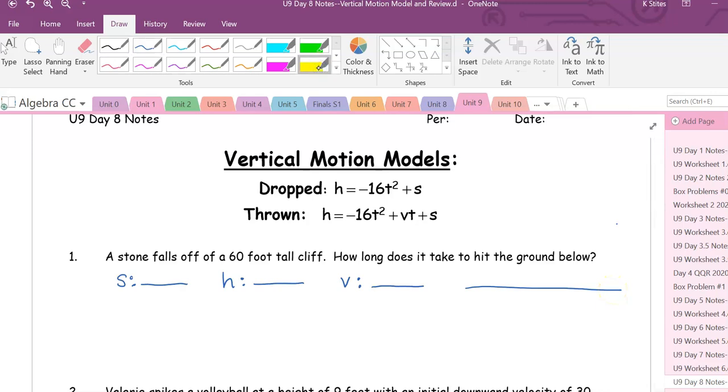So we know that it hits the ground, that's our end height, that's going to be a 0. That means that this 60-foot tall cliff, that's where the rock is starting at, that's going to be your starting height. And no velocity is given to you, so we just are going to ignore this, and that means we are using this equation right here. So my h is 0 equals my negative 16t squared plus my starting height is 60.